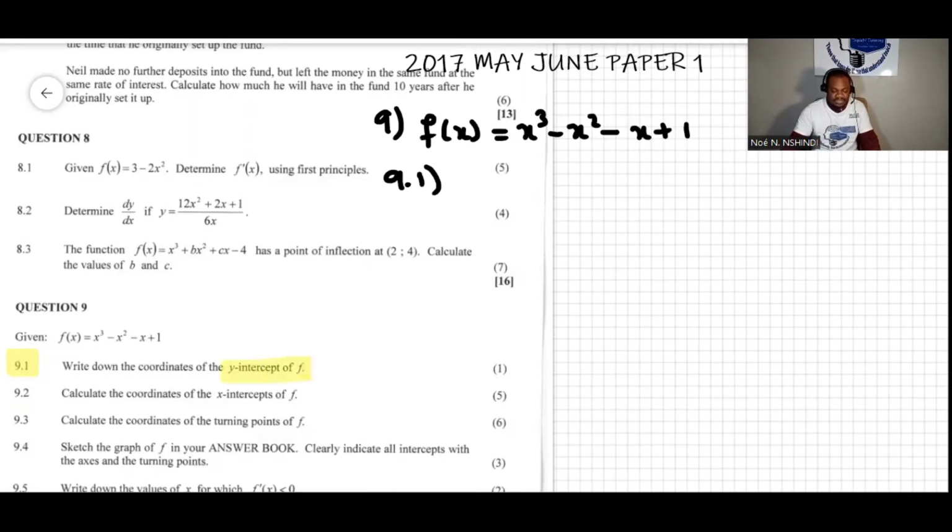Y-intercept means make x equal to 0. So if x is equal to 0, clearly y will be 1. Or just look at the constant term of the cubic function. Here the constant term is 1, so that's the y-intercept. So therefore, we're just going to say here the y-intercept is (0, 1).